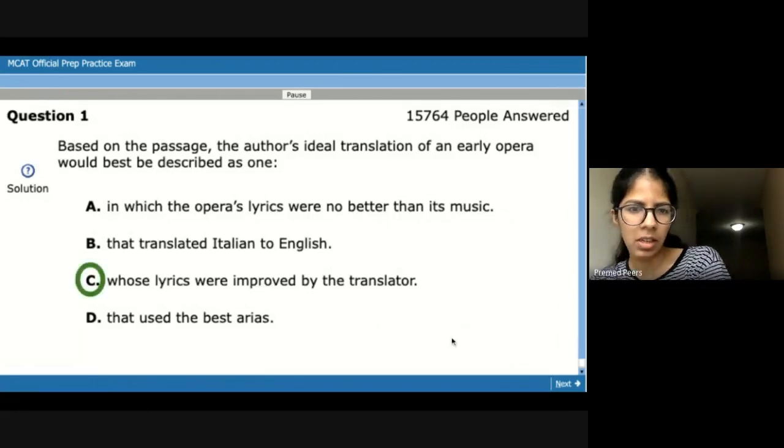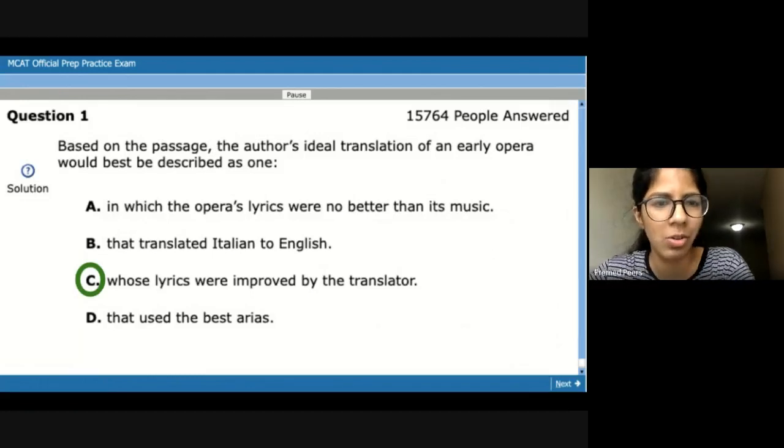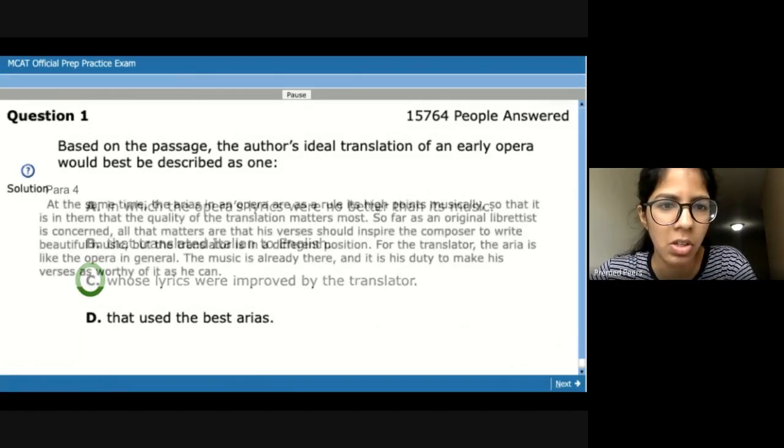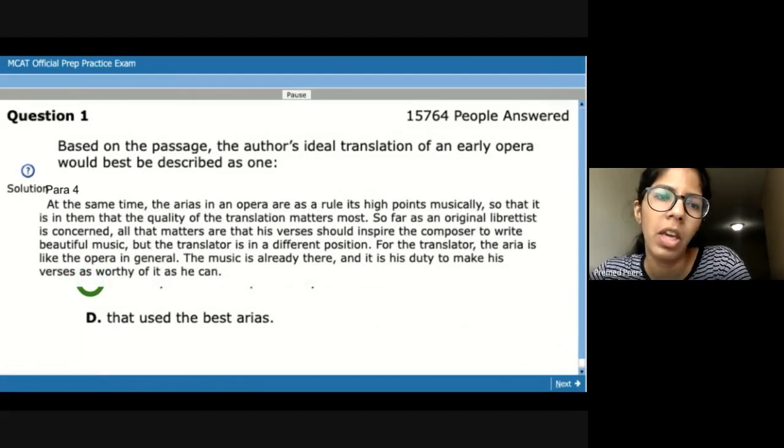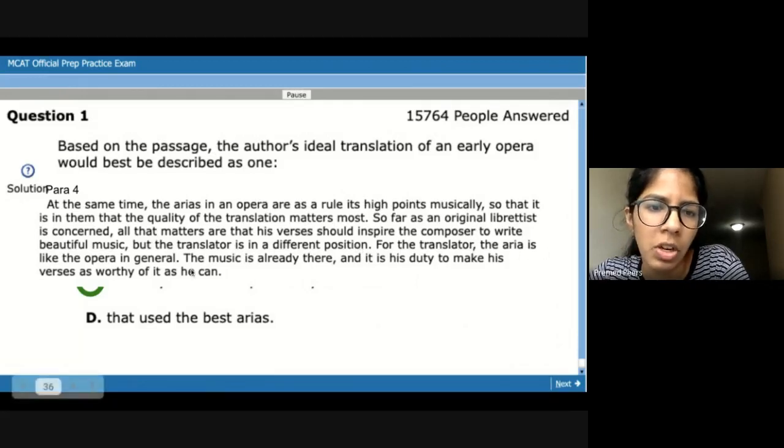That's correct. There's no real explaining for this course, so I'm just going to show which paragraph it came from. This is paragraph 4, where it says, to the translator is in a different position. For the translator, the aria is like the opera in general. The music is already there, and it is his duty to make his verses as worthy of it as he can.